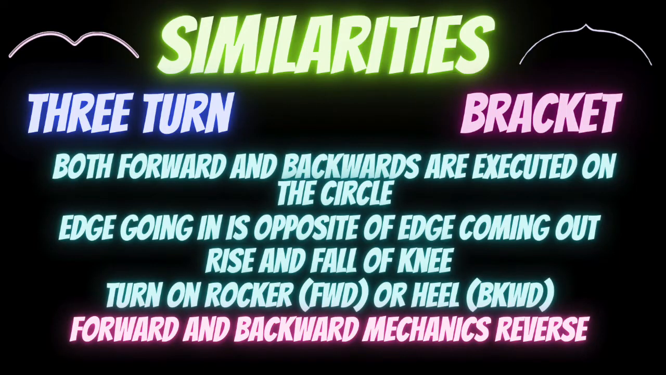And here is our last similarity that we're going to go over. The forward and backward mechanics are reversed. So that might be a little confusing. When I say it, you're like, what do you mean? Well, what I mean is that when we're doing a forward 3-turn, we're going to turn facing inside the circle. And if we're doing a backwards 3-turn, we're going to face outside the circle. So when we do a forward 3-turn, we're going to face inside the circle for the turn. When we do a backwards 3-turn, we're going to face outside of the circle for the turn.